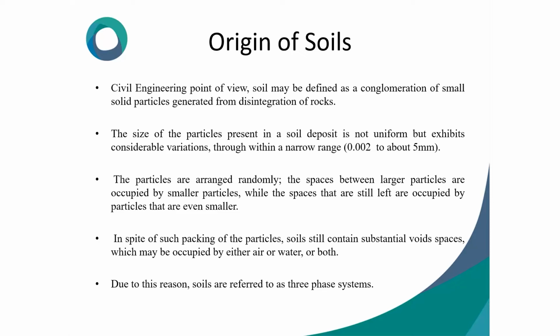The size of the particles present in a soil deposit is not uniform, but exhibits considerable variation within a narrow range. It may be from 0.0022 to about 5 mm. The particles are arranged randomly. The spaces between the larger particles are occupied by smaller particles, while the spaces still left are occupied by even smaller particles. So you try to analyze that in a phase diagram.